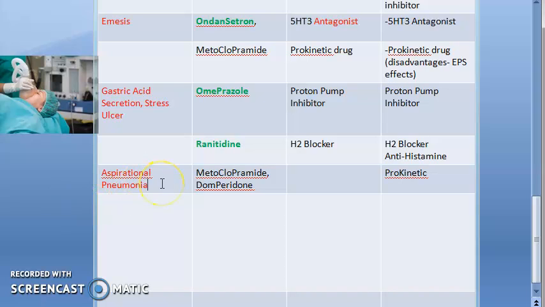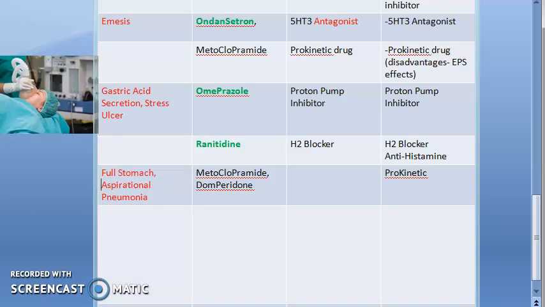So basically gastric emptying you want. Full stomach. You want to prevent this. Or aspirational pneumonia you want to prevent. So you want gastric emptying. This is what you want. So for gastric emptying you will give metoclopramide, domperidone. Both of these are what? Prokinetic drugs. Okay, both of these are prokinetic drugs. They increase the tone of the lower esophageal sphincter. They accelerate gastric emptying towards the intestine, correct?